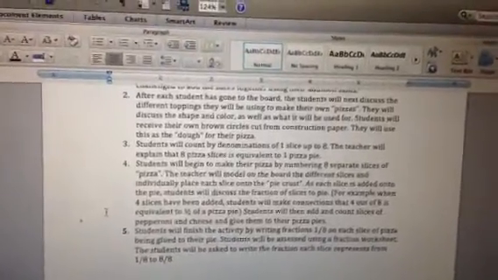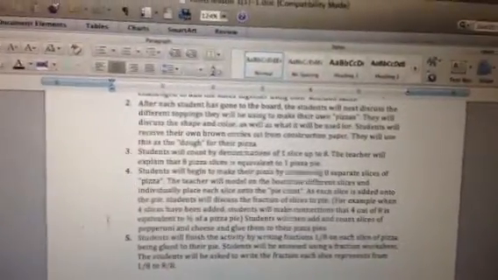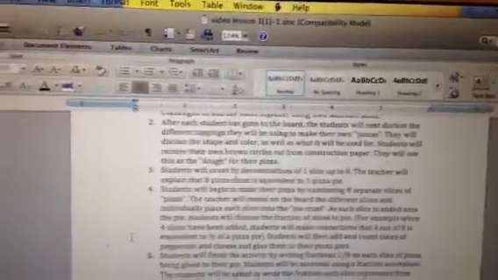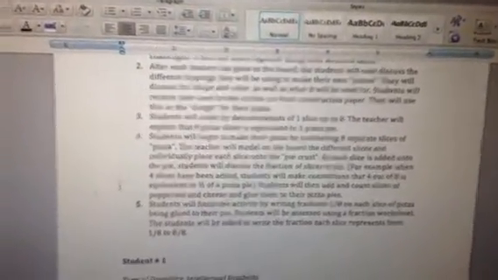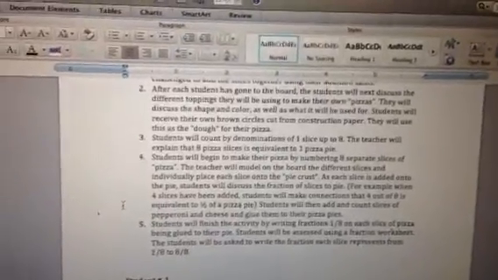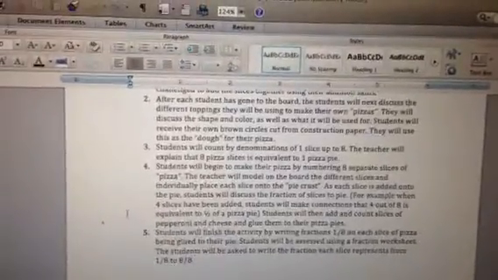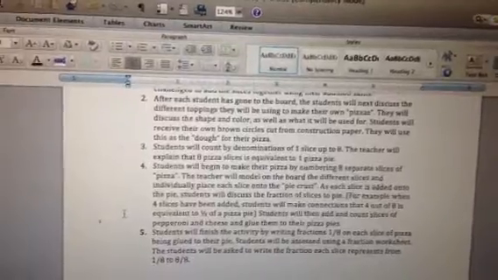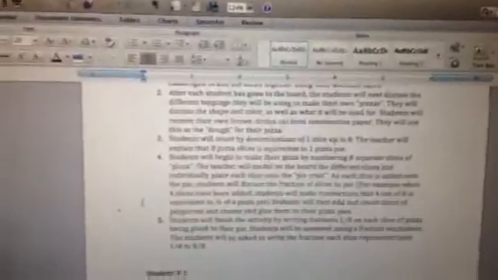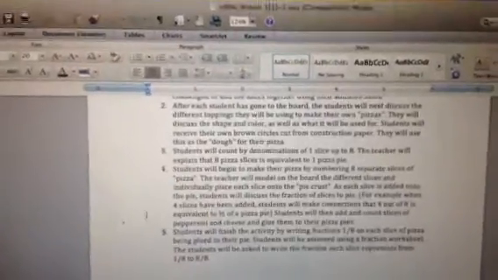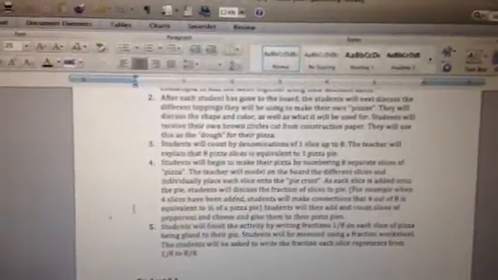For example, when 4 slices had been added, students will make the connection that 4 out of the 8 slices is equivalent to 1/2 of the pizza pie. Students will then add and count slices of pepperoni and cheese and glue them to their own pizza pies. Students will finish this activity by writing fractions 1/8 on each slice of pizza being glued to their pie. Students were assessed using a fraction worksheet, and the students will be asked to write the fraction each slice represents from 1/8 to 8/8 of the pie.